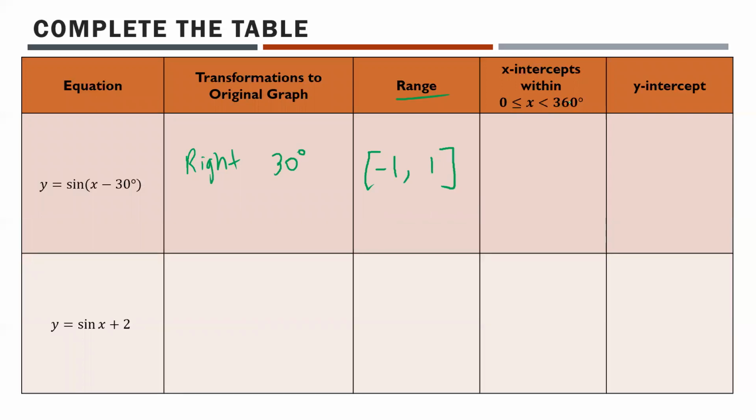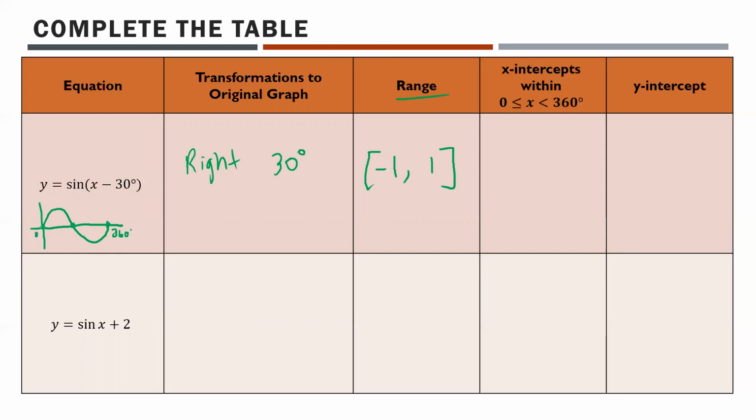X-intercepts within 0 to 360 degrees. Well, let's just think real quickly. I'll draw it down here because that might make a little more sense. Usually a sine graph starts here, comes up, goes down, and then goes here. And of course, where it comes back, that would be at your 360-degree point. But we're moving this to the right by 30 degrees. So let's think about all of our x-intercepts that are usually within this.